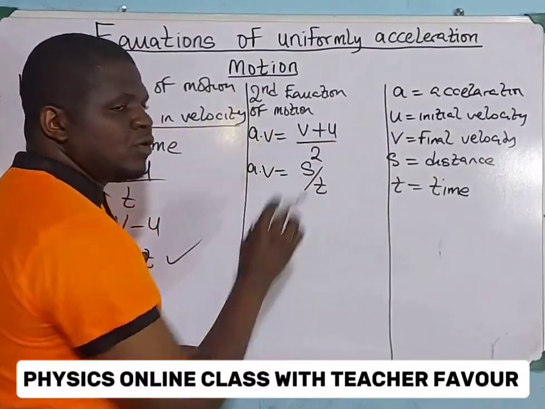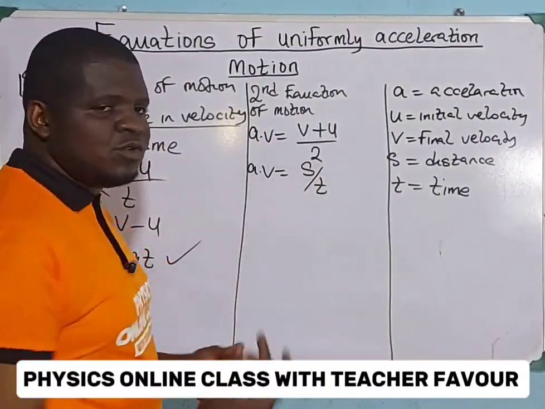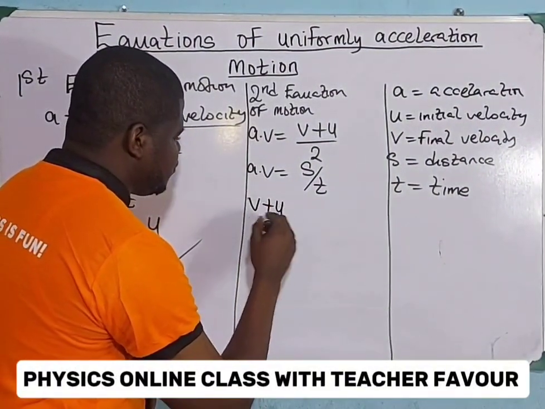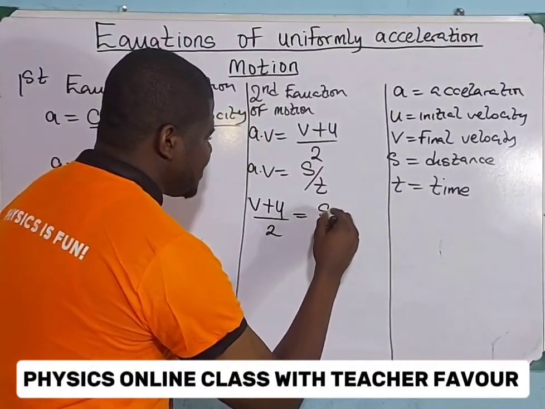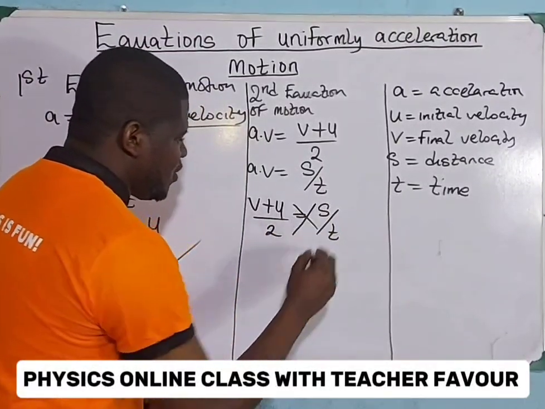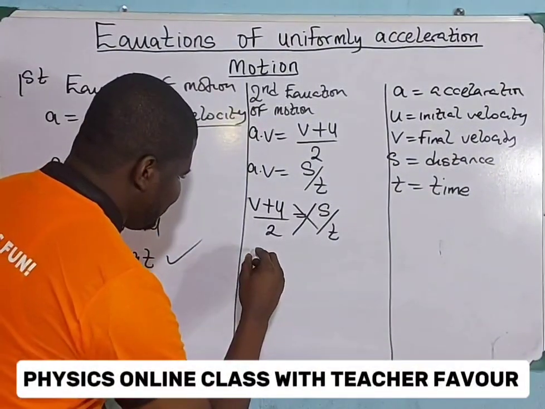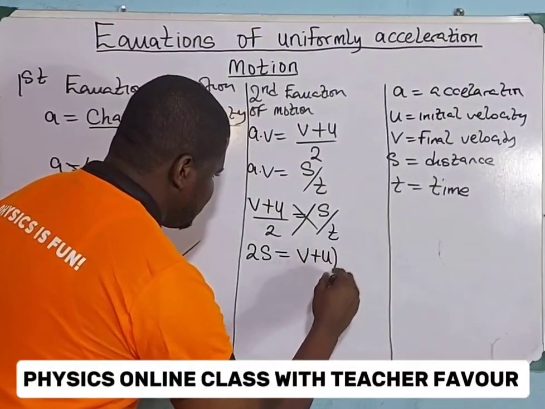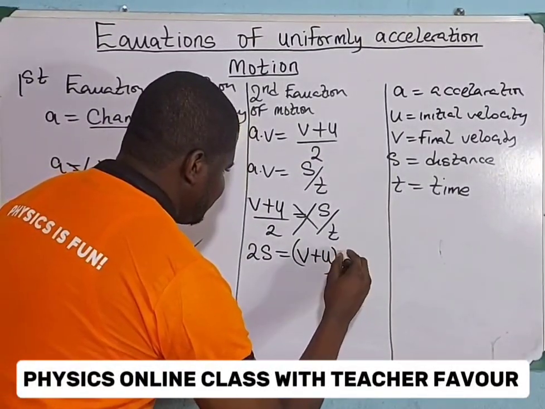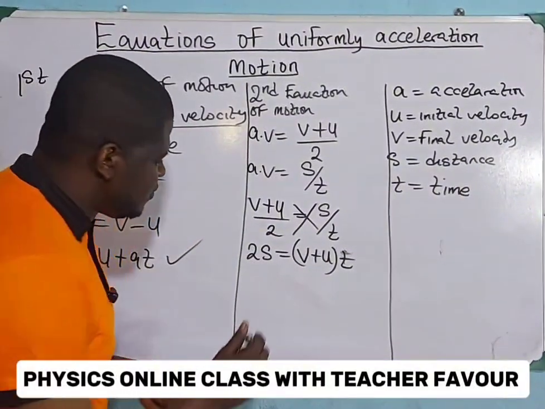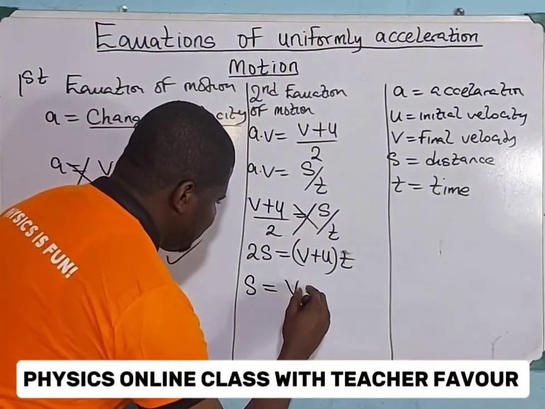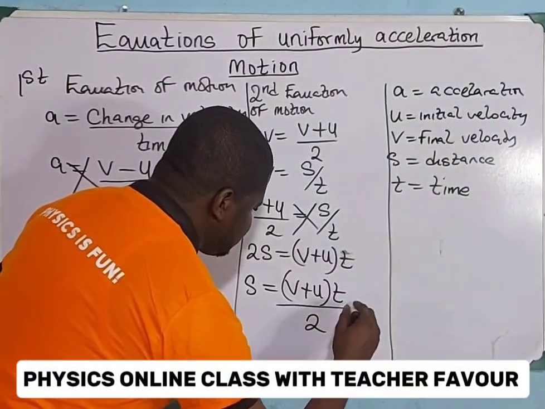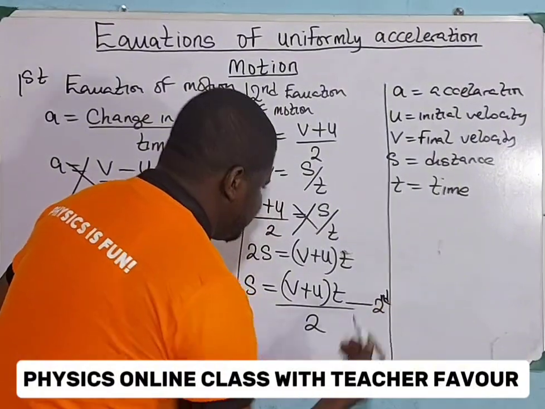Since average velocity is equal to this, and average velocity is also equivalent to this, it simply means that V plus U over 2 is equal to S over T. If we cross multiply, we are going to have 2S equal to (V plus U) times T. We divide both sides by 2. S will be equal to (V plus U) times T, all over 2. And this is the second equation of motion.